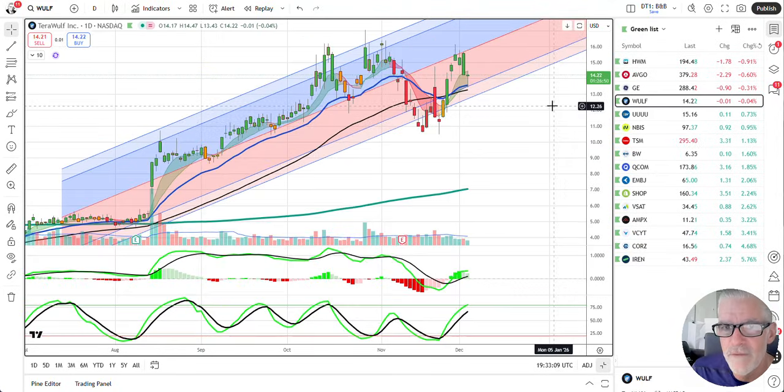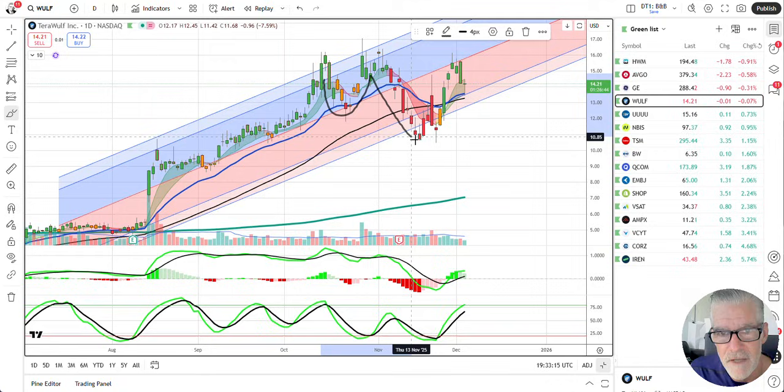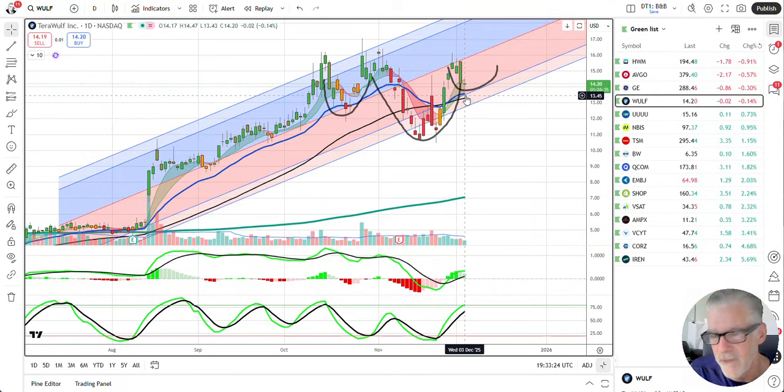Keep an eye on this, WULF. I've been watching this one. It's printing a continuation inverted head and shoulders, which is a very bullish pattern, as we saw. We're not seeing the upside yet off the little pullback, but it is tagging the 21, forming a hammer candle. Yeah, this one looks good.